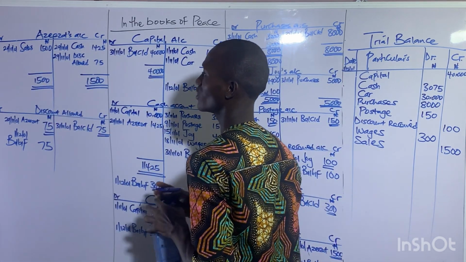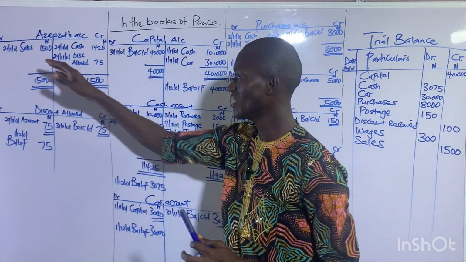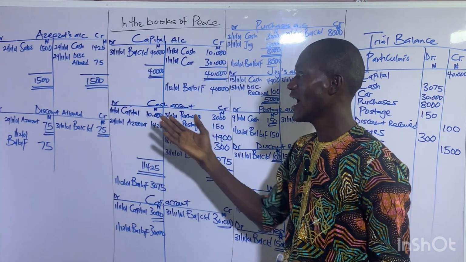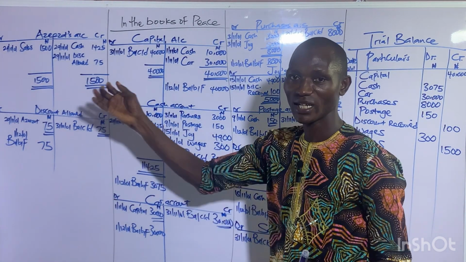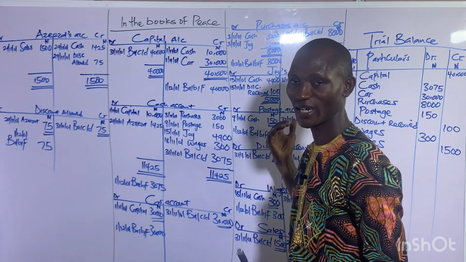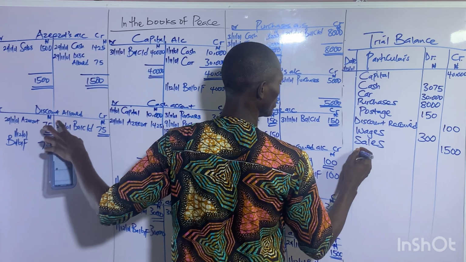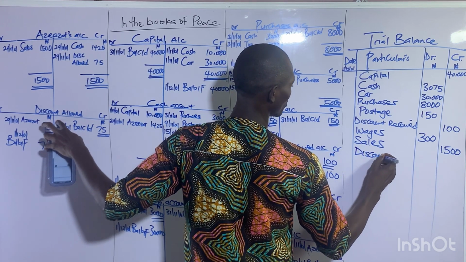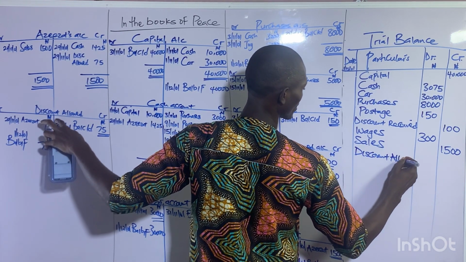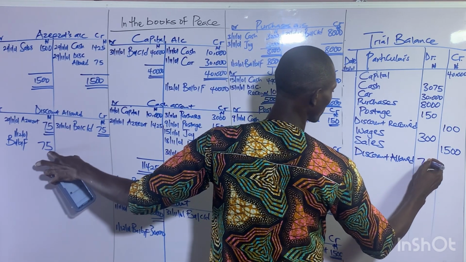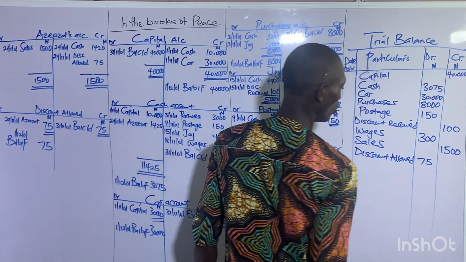Azizat account is also self-balanced. The debit side is exactly the same as the credit side. So we don't have any balance to extract and take to the trial balance. But we have the next one, discounts allowed. Discounts allowed is an expenses account, and all expenses accounts are debited. That's 75. So that's all.